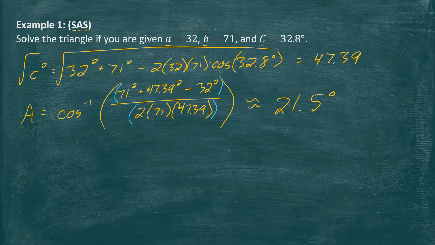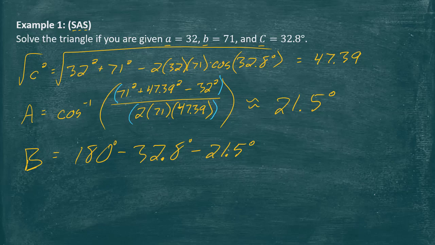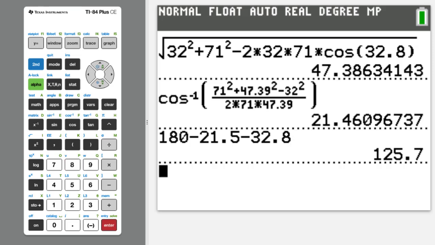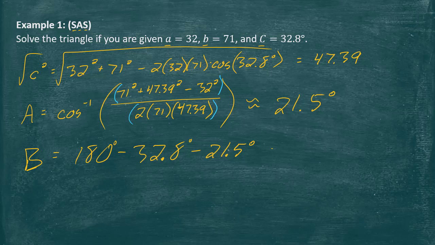And now notice they gave me 3 bits of info. I've found 2 total, so I really only have one thing left to get all 6 parts identified. And since the last one is just an angle, I could take advantage of all triangles adding up to 180 and start with 180 and subtract the 2 values I do know, the 32.8 degrees that they gave me, and the 21.5 degrees that I just found. If I type that into the calculator as well, 180 minus the 21.5 minus the 32.8, that gets me 125.7 as that last angle.